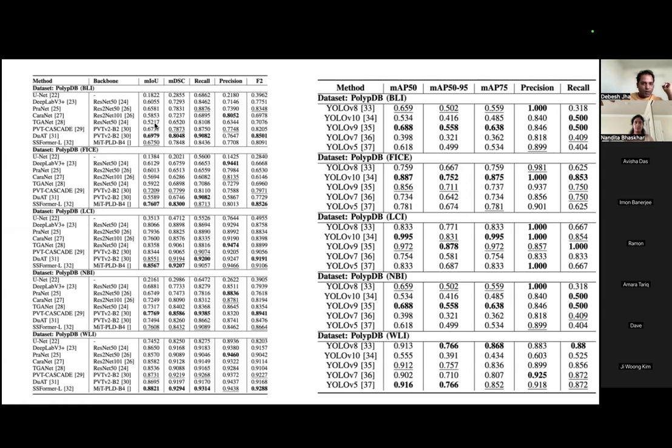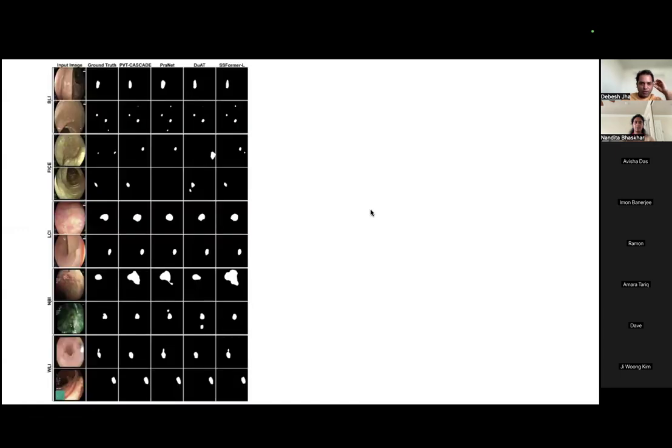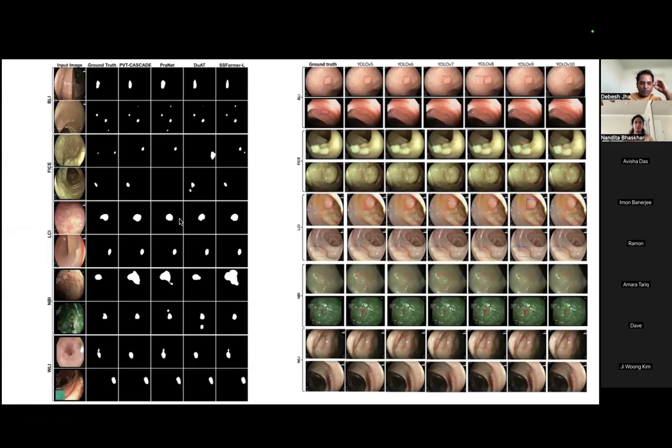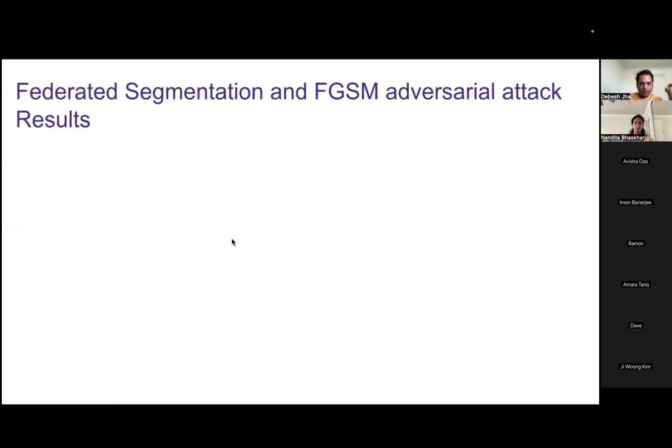Once we developed our dataset, we also provided some benchmarking. You can see some of the segmentation benchmarking and detection benchmarking. I will not go into more detail, so that the community can benefit from it and can develop much better algorithms than the ones we already benchmarked. So these are some of the segmentation and detection results.